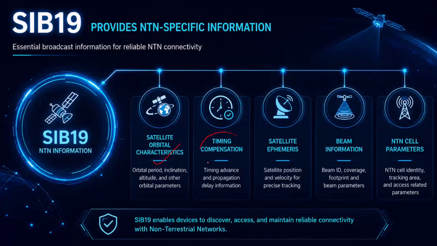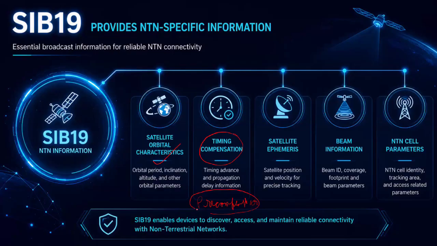Then we have timing compensation. Timing compensation corrects the large propagation delay caused by the long distance between the user equipment and the satellite. It ensures the uplink transmission arrives at the satellite at the correct time. I will go into detail on how it happens, but right now just remember one term called pre-compensation.